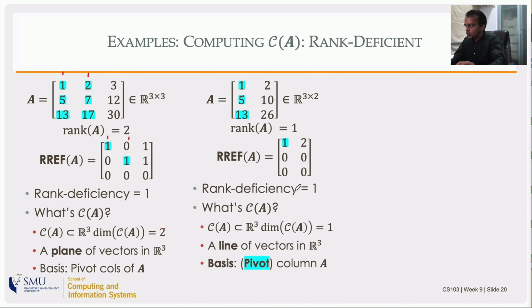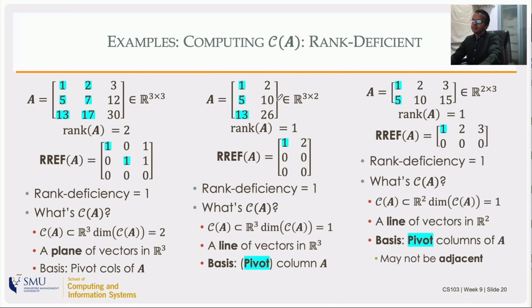Rank deficiency is 1. And the column space, again, is a subspace of R3 because each column of A has 3 components. But dimension is 1 because the rank of A is 1. So it's a line of vectors, and the line is specified by this first column of A. The second column will fall on the same line, and that would be the column space. So the right basis to use would be the pivot column in the matrix A.